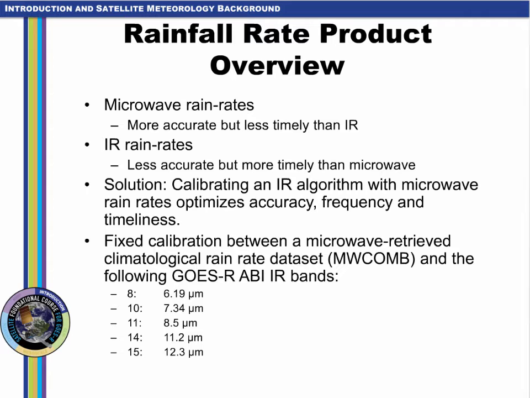timeliness of the product. The GOES-R Rainfall Rate product makes use of GOES-R ABI bands and does a fixed calibration with the CPC combined microwave field known as MW-COMB. The MW-COMB dataset is used as a calibration target for data from ABI bands. ABI bands used as input include bands 8, 10, 11, 14, and 15.